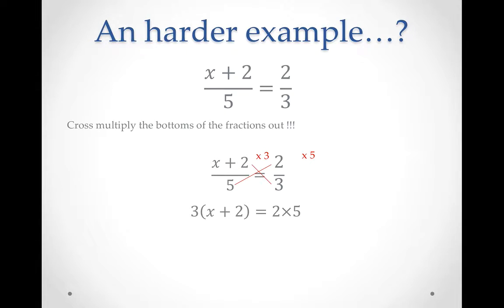Now we looked at expanding in class. If you expand or remove the brackets on the left hand side, we're left with 3x plus 6, and our answer on the right hand side at the moment is 10. We then need to get rid of the 6, so we need to minus 6 from both sides, and we'd be left with 3x equals 4. Now we need to get rid of the 3, so divide both sides of the equation by 3. We'd be left with x equals 4 over 3.